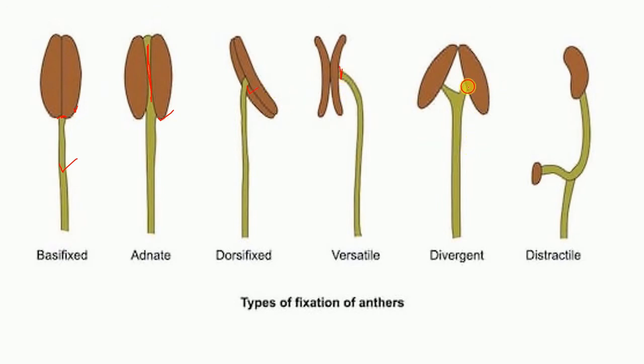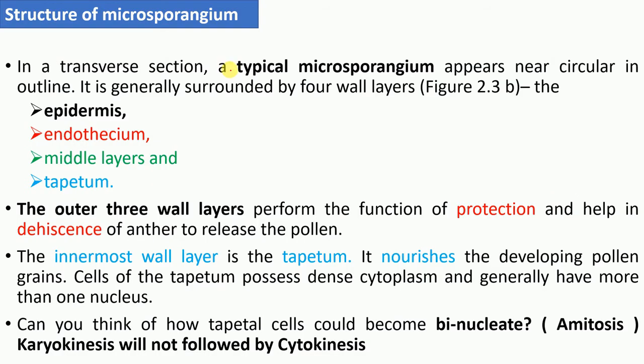And you know, there is some divergent structure. That's the reason this is divergent and this is a distract type of anther, because in some divergent structure, we can say one portion is here and another is here. That's the reason. Now let's have a look at the structure of the microsporangium.